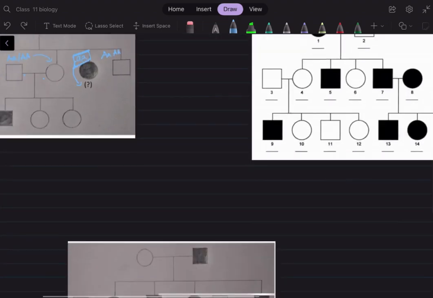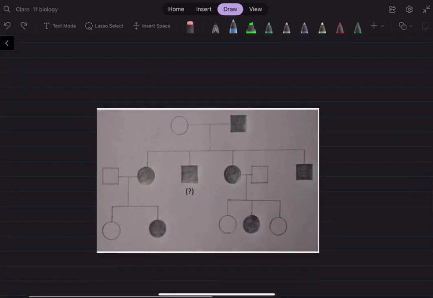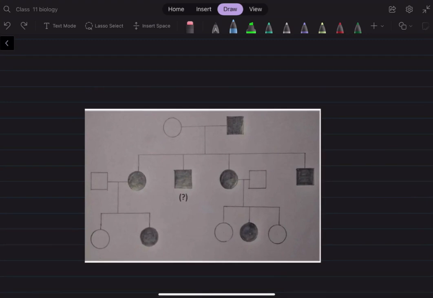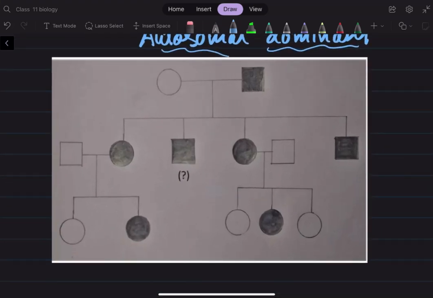Now let's see the next one. So this is an example of autosomal dominant. How do we know that this is autosomal dominant? Let us see. First, you can see there's an affected parent here, and this affected parent is giving rise to children that are affected. So all of the progeny, all of the offsprings are affected.